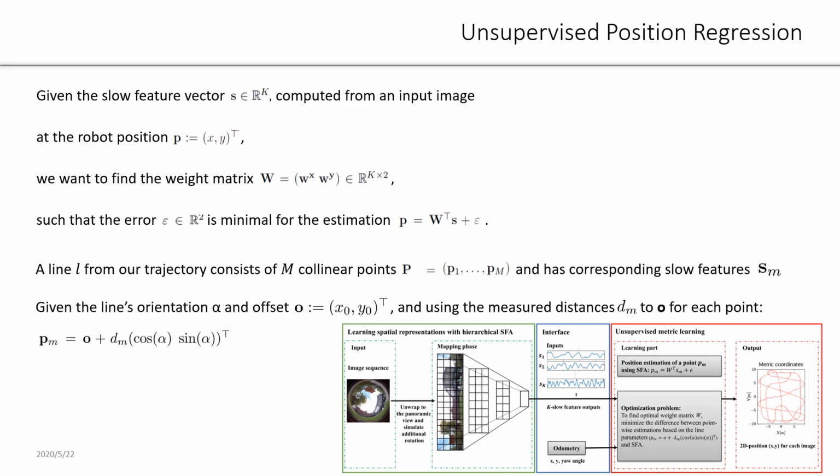Now, if we could do supervised regression with known ground truth positions, we could solve this easily, but we have to do something different without knowing ground truth positions. So given the slow feature vector S computed from an input image at the position of the robot P, we want to find the weight matrix W such that the error epsilon is minimal for the estimation of P from W and S. For points along a line L, we can express each point P by using the line parameters alpha for its orientation and O for its offset, and the measured distance D from odometry.